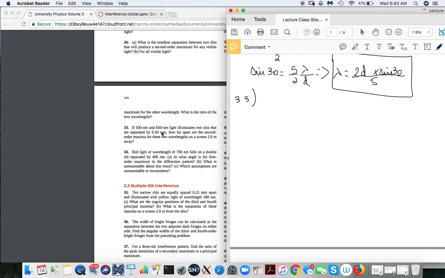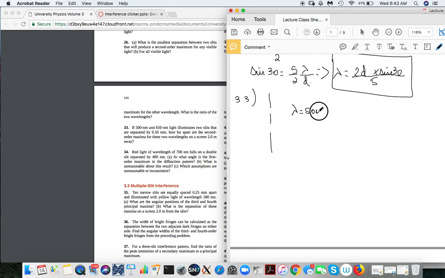If 500 nanometer and 650 nanometer light illuminates two slits, they are separated by that. How far apart are the second order maxima of these two wavelengths on the screen? Okay, two slits, same idea. So let's take the lambda.